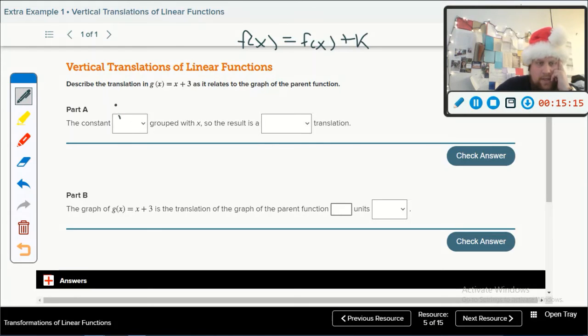I want you to actually write this down. Write down the function right here, and write down the constant is not grouped with x, and the constant is that 3. So the result is a vertical translation. And now let's talk about what it's actually doing. The graph of g of x equals x plus 3 is the translation of the graph of the parent function 3 units, and it's positive, so it's going up.